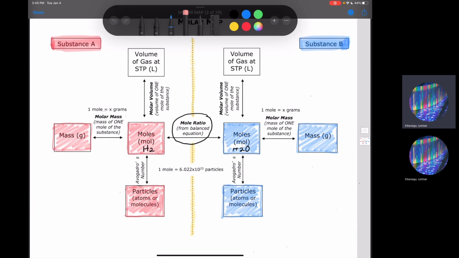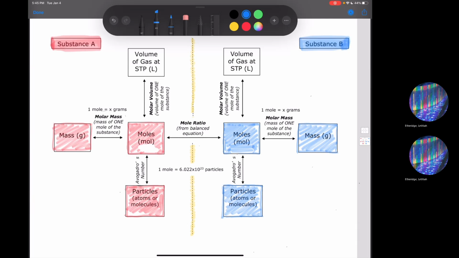Let me get rid of some of this stuff just so it doesn't confuse you, because we're obviously working with some different elements, but the concept is essentially the same. Okay, so let me get myself reset. While I'm doing this, please take out your molar map so you can walk through with me, okay?